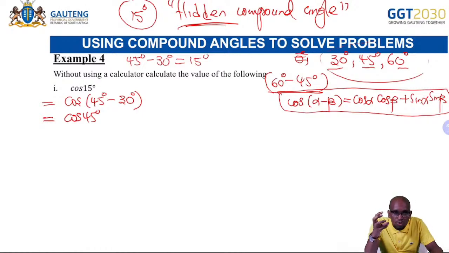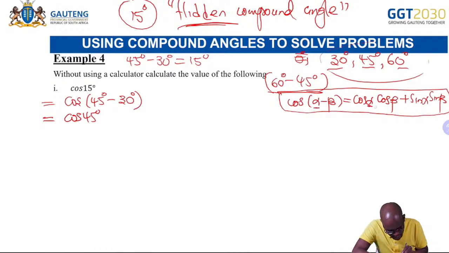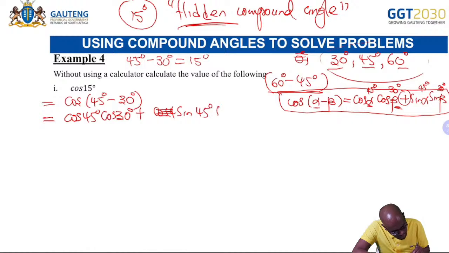Remember, you go to the formula sheet, you check the formula. So this would be cos 45. First angle is 45, second angle is 30. So this would be the cosine of 45, the cosine of 30, and then the sign that we should use is positive, plus the sine of 45, the sine of 30 degrees.